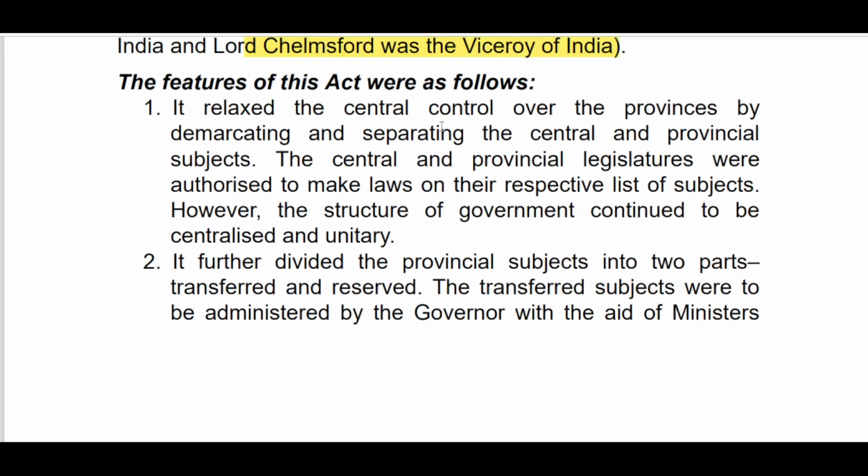It relaxed the central control over the provinces by demarcating and separating the central and provincial subjects. Central and provincial legislatures were authorized to make laws on their respective list of subjects. However, the structure of government continued to be centralized in India.